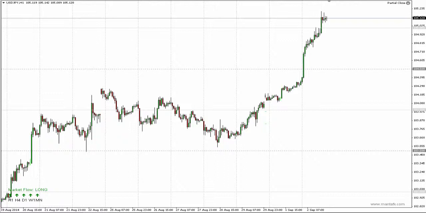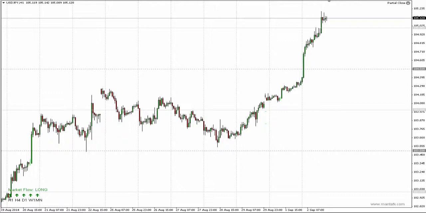I just want to show you a couple of setups, opportunities that presented from yesterday and today actually, on both the dollar yen and cable, the pound sterling dollar parities. So let's start with the dollar yen pair.